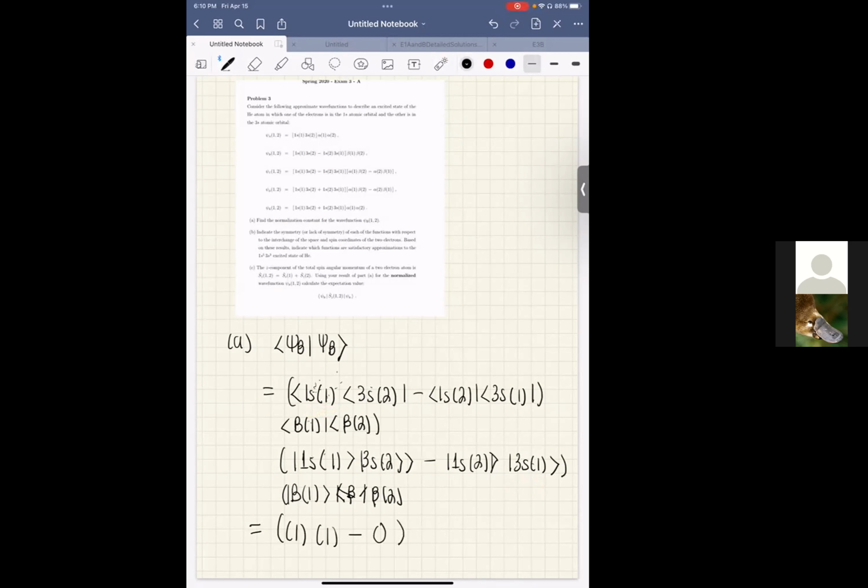And on the outside, this would be beta 1 with beta 1, beta 2 with beta 2, and now equal 1. And this is going to be with the normalization constant. I put it to the other side. This will be n to the negative 2, and n will equal 1 over radical 2.